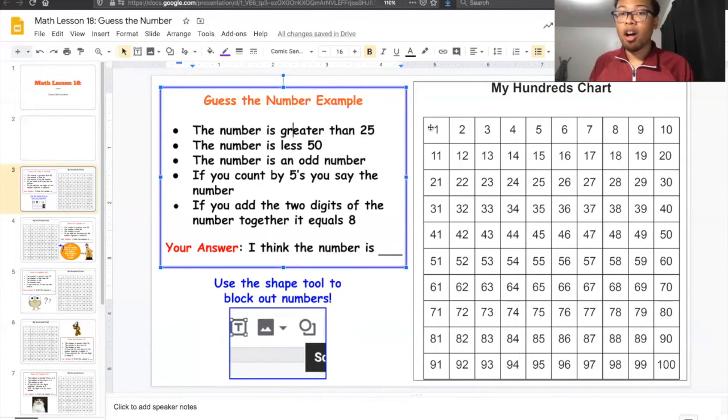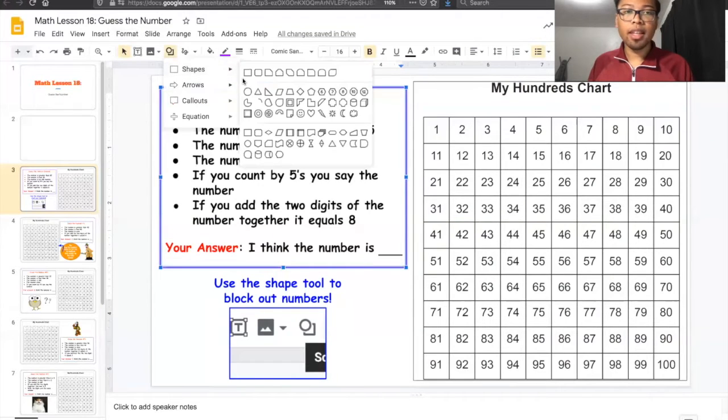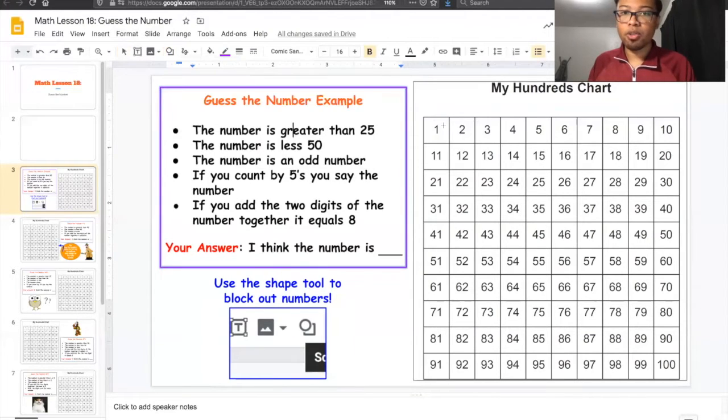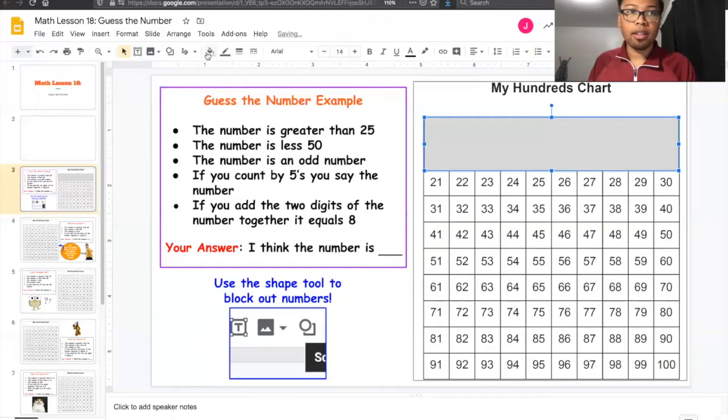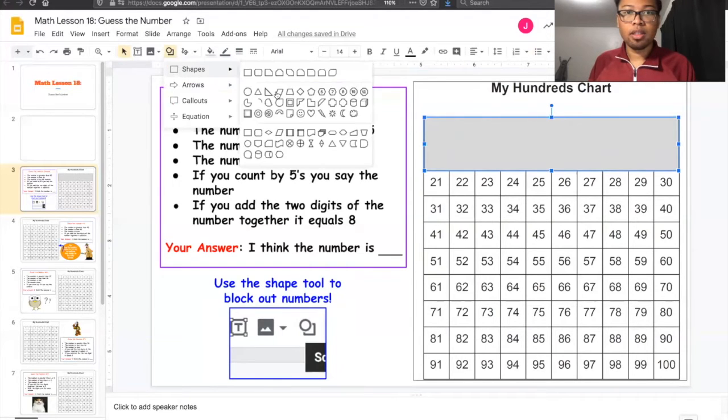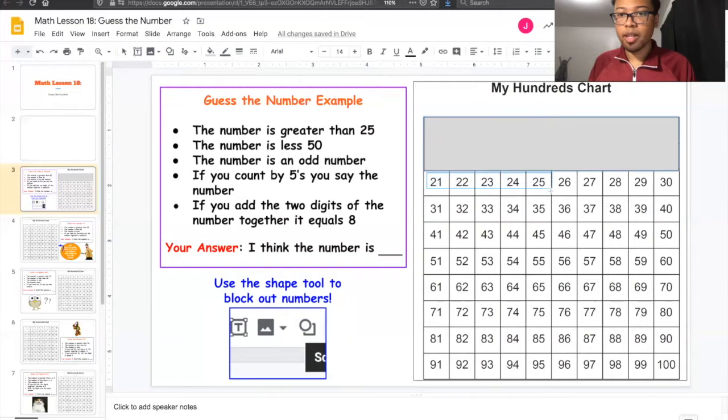So I know that all the numbers that are less than 25 and even the number 25 cannot be the answer. So I'm going to go ahead and block off 1 to 10, 11 to 20, and 21 to 25. I'm going to do that by just going over here to the shapes. And since it is an area grid of squares, you can use the square tool and it'll fill out quite nicely. So as I said again, I can cross out all of these. I can cross out these ones as well. So all of these I know are not going to be any of the answers.